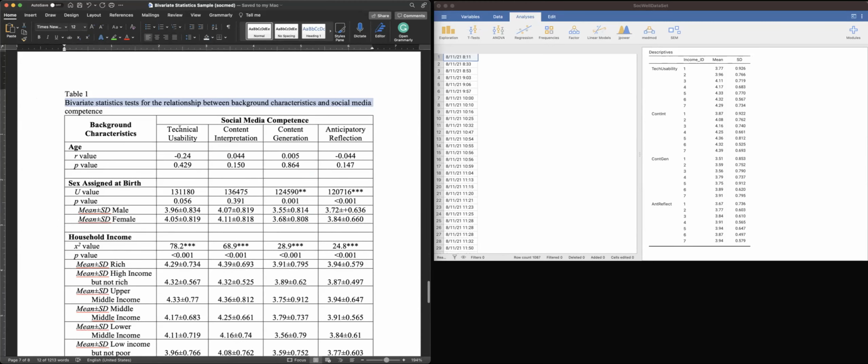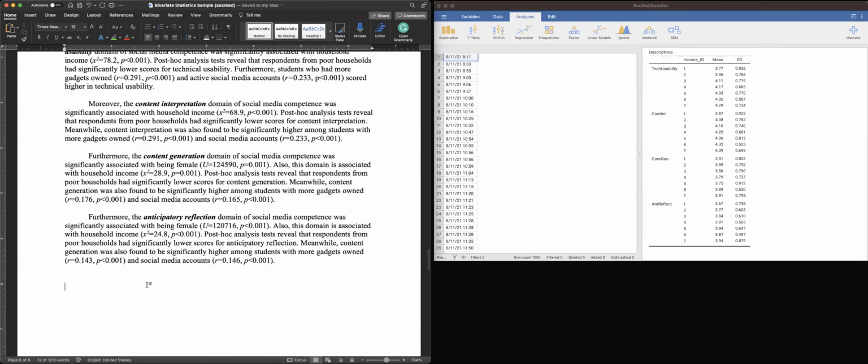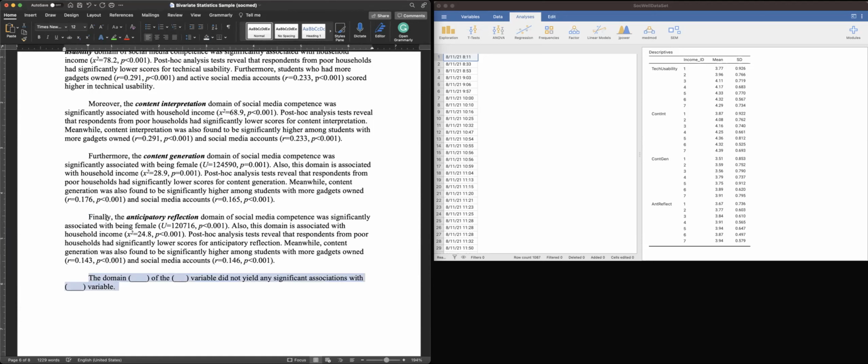So sir, what if hindi siya correlated or hindi siya significant, no? And then you just report, for example, hindi significant. So, for example, let's say the domain blank of the blank variable did not yield any significant associations with then the name of the other variable. Ganyan lang, no? So ibig sabihin, all of the p-values were higher. And some of you might have those kinds of findings because you might have a small sample size, so there's a more tendency to get a false negative, right?